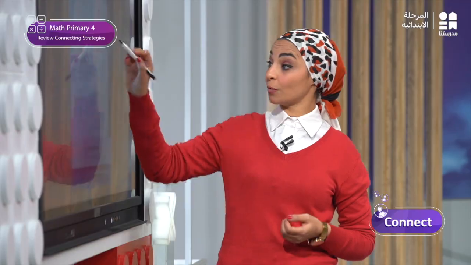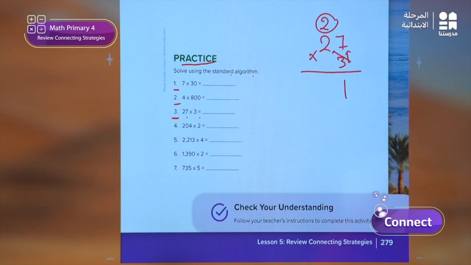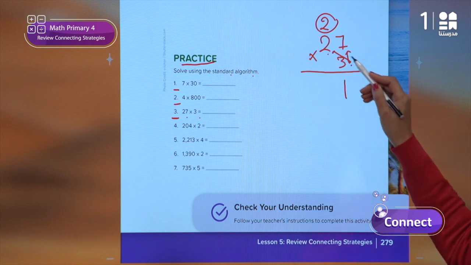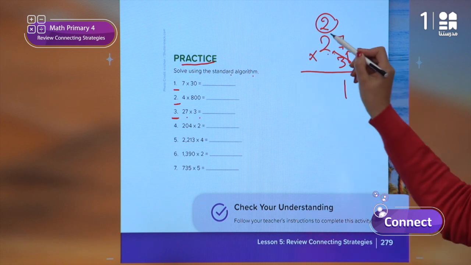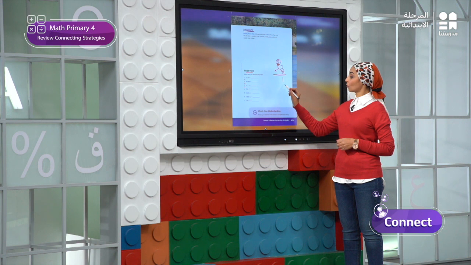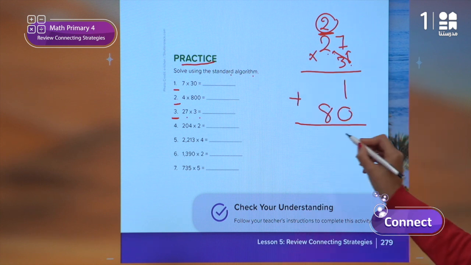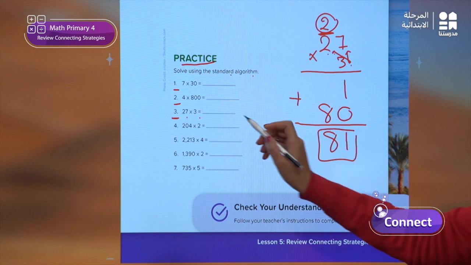Then I will multiply the tens. So 3 times 2. 3 times 2 equals what? 6. 6 what? Notice that the 2 is tens. So it is 6 tens, meaning 60, right? It's exactly like doing 3 times 20 equals 60. Then 60 plus 2 tens, meaning 60 plus 20 equals what? 60 plus 20 equals 80, or 8 tens. So, what should I do? Okay, I will put 80 like this. Okay, and I will add the two answers. 1 plus 80 gives me what? 1 plus 80 of course gives me 81 and this is my answer.